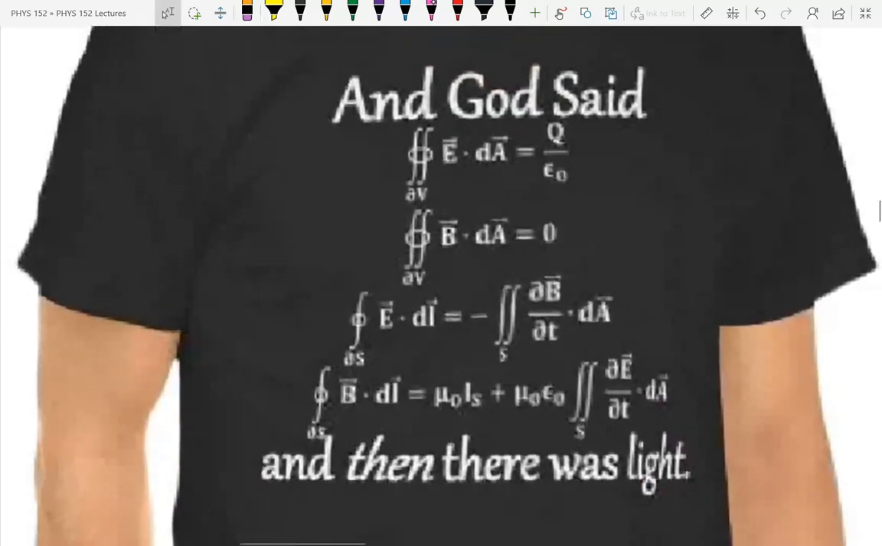Here's the other version of the shirt. This one's with integral equations, and you can go either way. You can find them online.